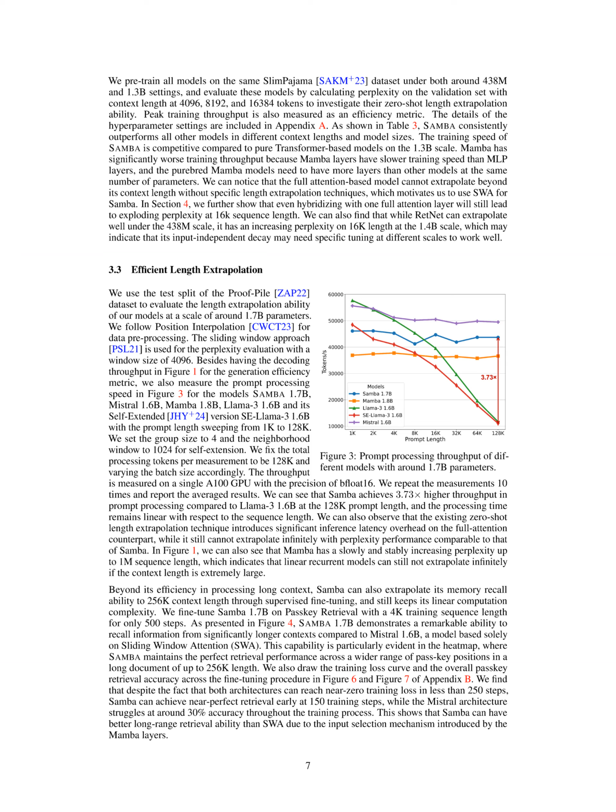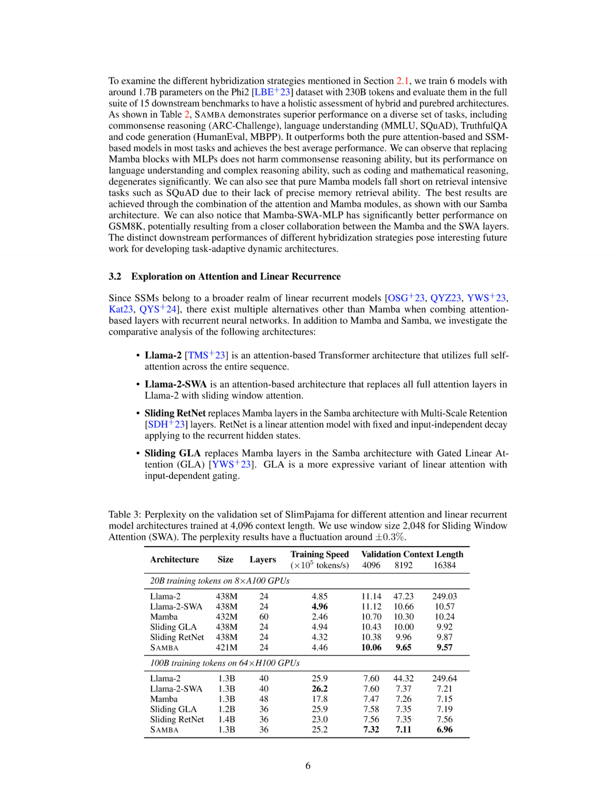Another drawback highlighted is that the Mamba layers in SAMBA have slower training speed compared to MLP layers, leading to efficiency concerns. Furthermore, the paper discusses that the pure Mamba models may fall short on retrieval-intensive tasks such as SQuAD due to their lack of precise memory retrieval ability.